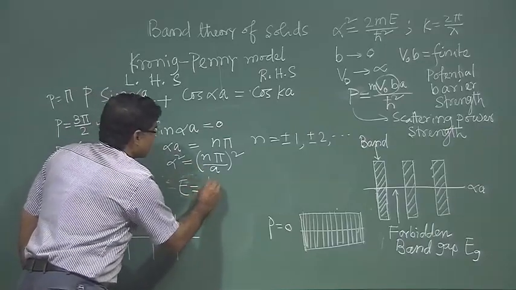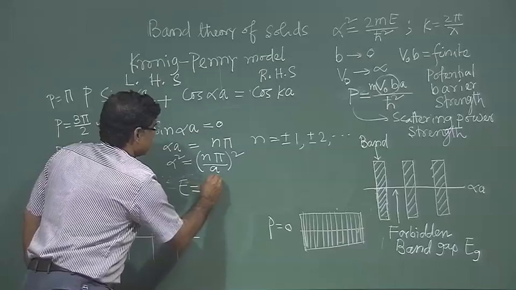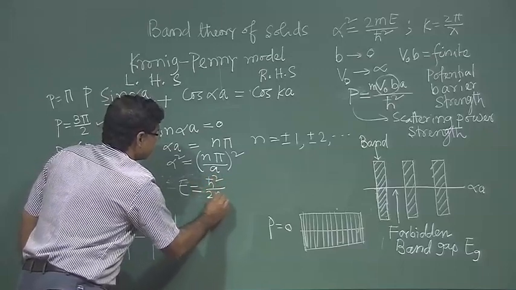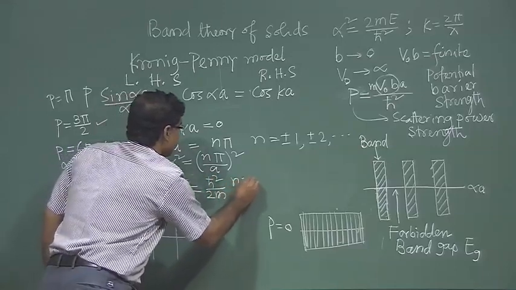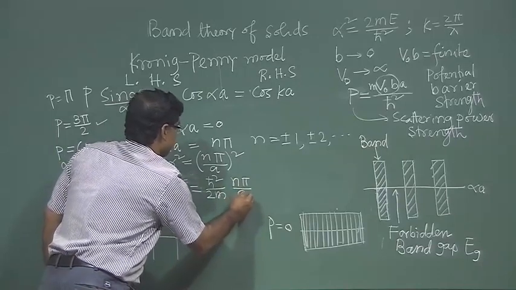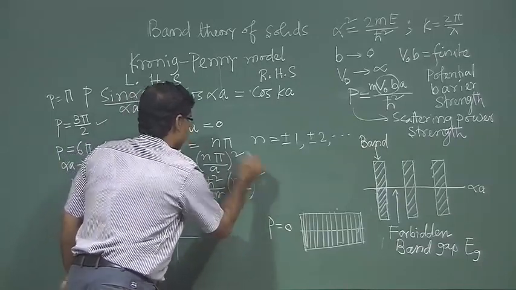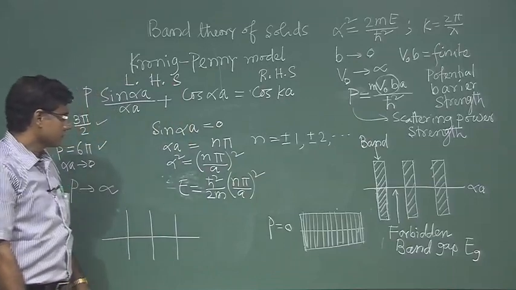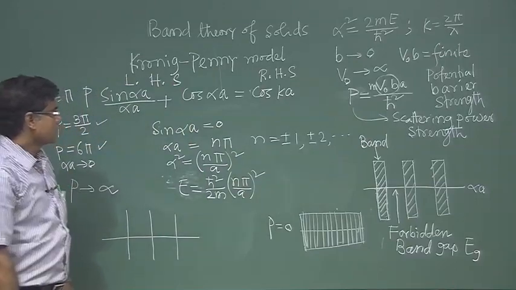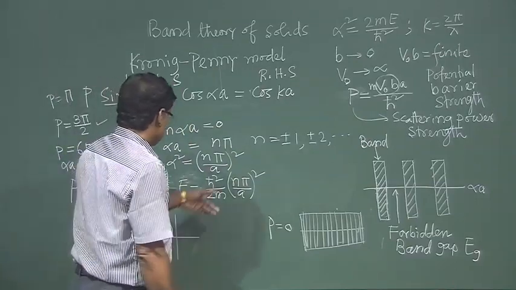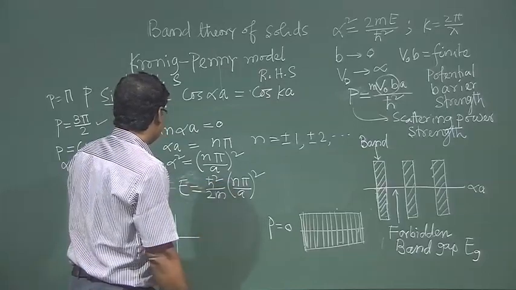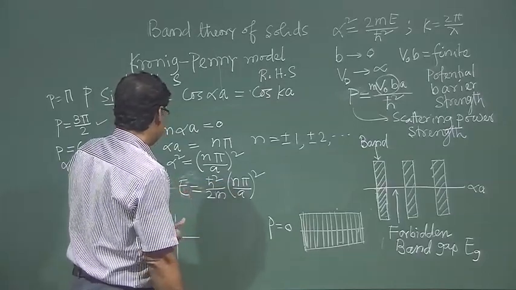So, I can write E equal to h cross square by 2 m, n pi by a whole square, right. So, these are the things we will get.